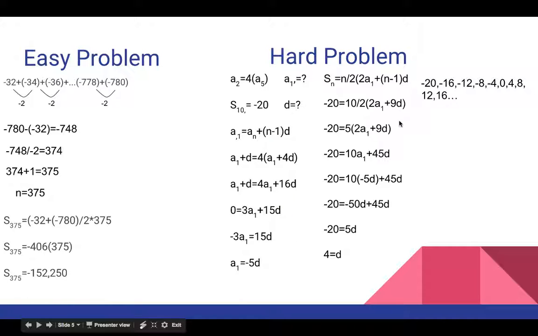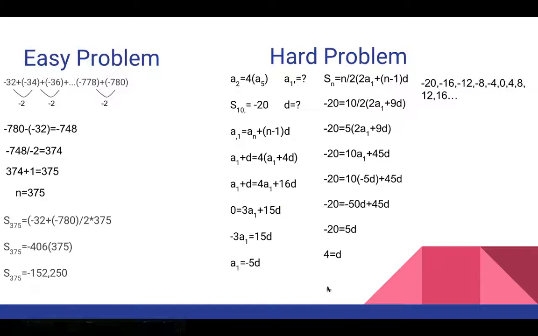So now we're just going to keep going. Negative 20 is equal to 5 times 2A plus 9D, so we distribute 5 and get this. As we did last time, we know that A1 is equal to negative 5D, so we plug in negative 5D. We multiply 10 times negative 5D, which is negative 50D. The equation we end up with is negative 20 is equal to negative 50D plus 45D. Since we can add these two together, we end up with negative 20 is equal to 5D.